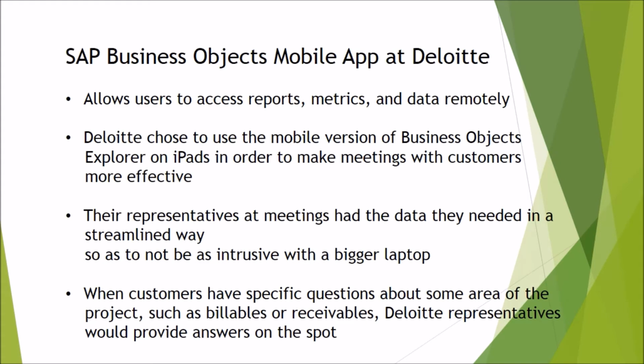platform. So with the Business Objects mobile app at Deloitte, it allows users to access reports, metrics, and data remotely. Deloitte chose to use the mobile version of Business Objects Explorer on iPads in order to make their meetings with customers more effective. Their representatives at meetings had the data they needed in a streamlined way so as not to be as intrusive with a bigger laptop. When customers have specific questions about some area of the project, such as billables or receivables, Deloitte representatives would provide answers on the spot.